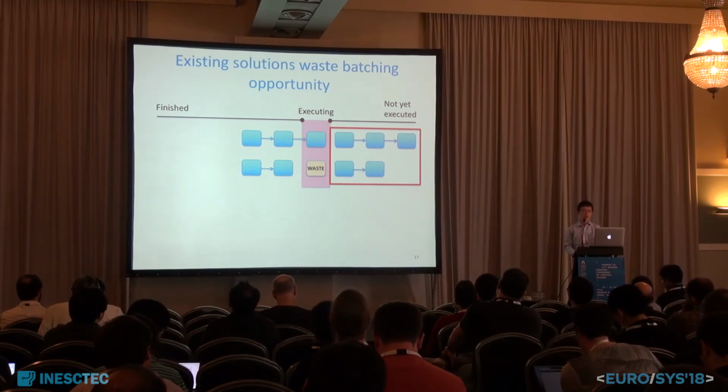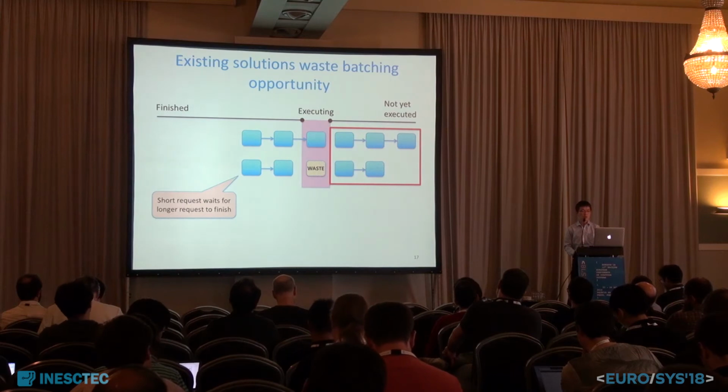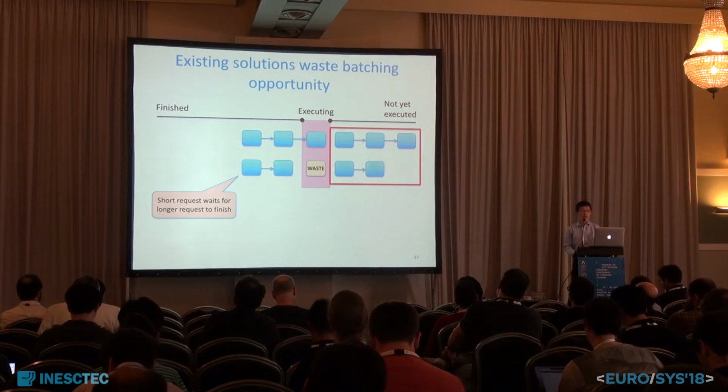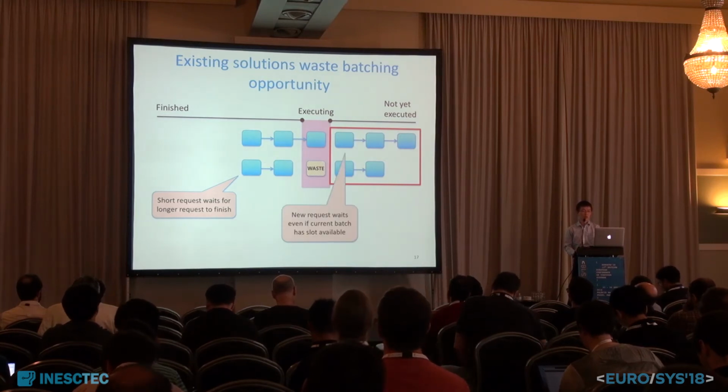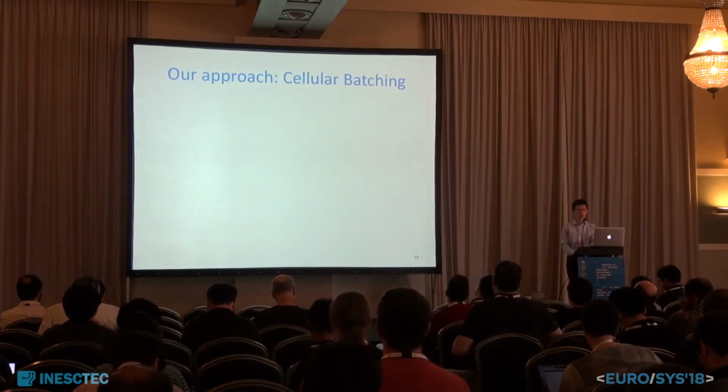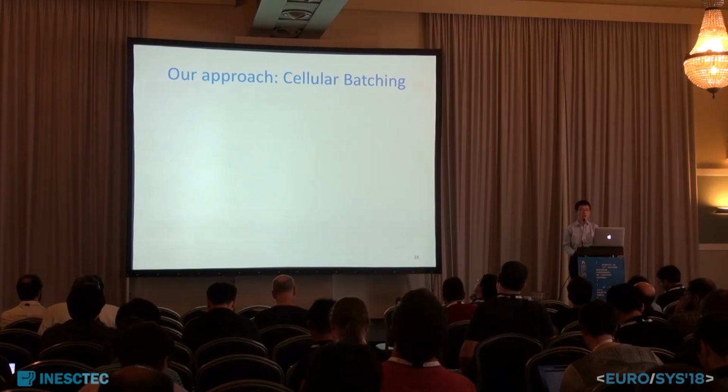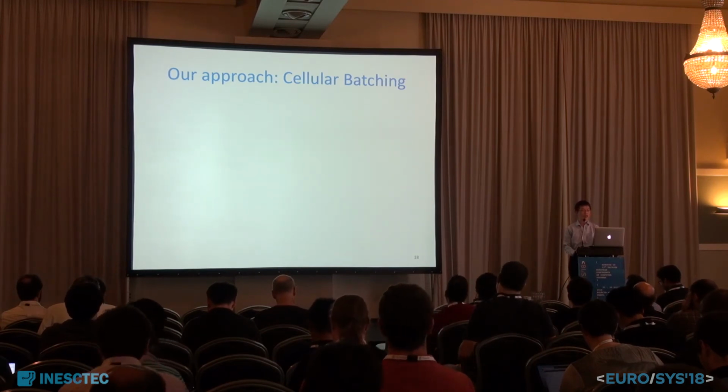As you can see, the problem with existing solutions is that shorter requests have to wait for longer requests in the batch to finish before they can return to the user. And even if there are slots available in the current batch, new requests have to wait to be executed in the next batch. So to address this problem of existing solutions, we propose our approach, cellular batching.